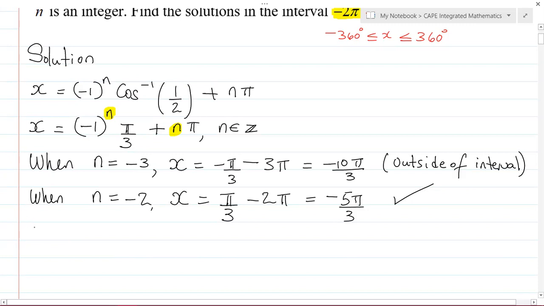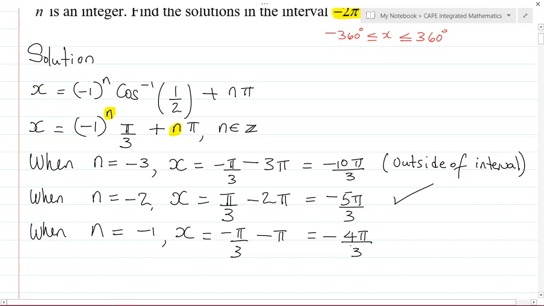So I'm going to try now when n is equal to -1. X is going to be equal to what? So when n is -1, we're going to have -1 to the power of -1, which is going to give me a -1 multiplied by pi over 3, which will give me a negative pi over 3. And then n pi, n is -1, so that's -pi. So when we subtract now, we will get -4 pi over 3 radians.